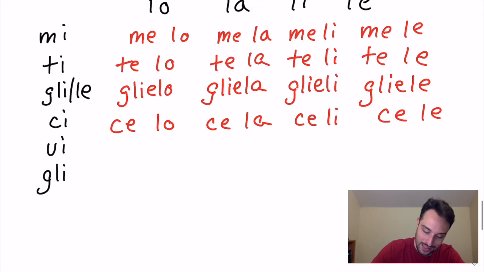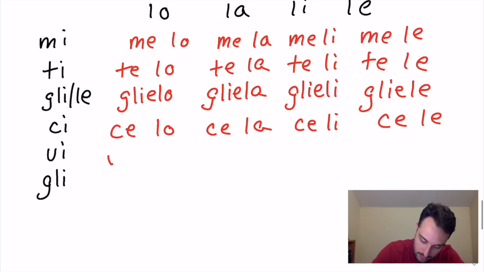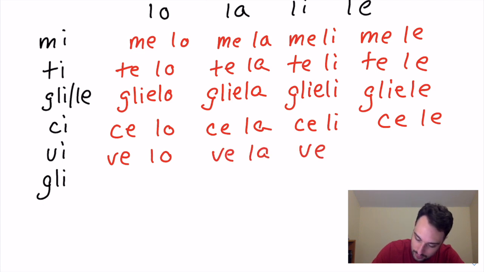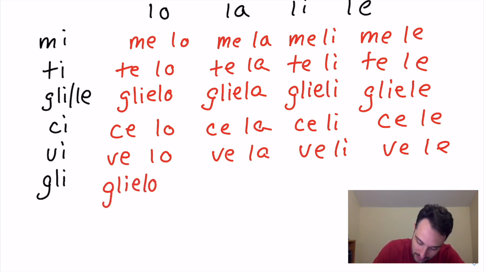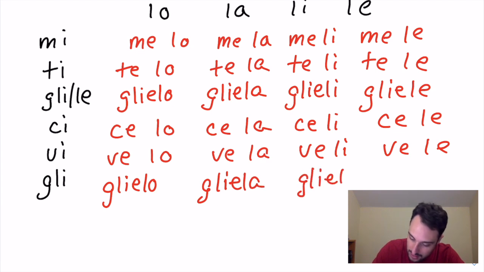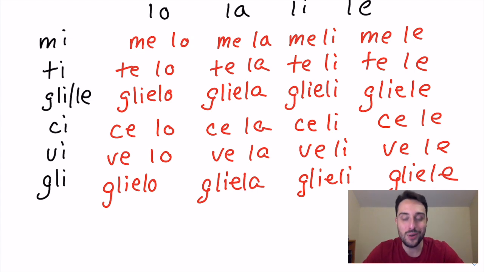So take a guess at what V is going to be. Let me try to leave these all here. Ve lo, ve la, ve li, ve le. And now what's the third person plural going to be? The same exact thing as the third person singular. So, gliele, glielo, gliela, glieli, gliele. See how that works?